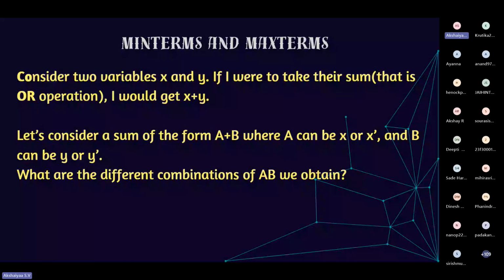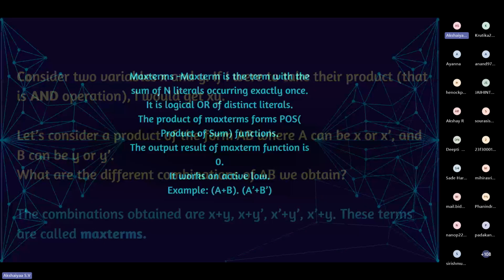Again, there are X plus Y, X plus Y prime, X prime plus Y prime, and X prime plus Y. These are basically called max terms. That is some kind of OR operation on variables. A bit more on max terms: a max term is simply the sum of n literals, each occurring exactly once. Exactly once in the sense that you cannot write x plus x prime as a max term. That is not allowed. This is some kind of logical OR operation on distinct literals. And this is called product of sum type.